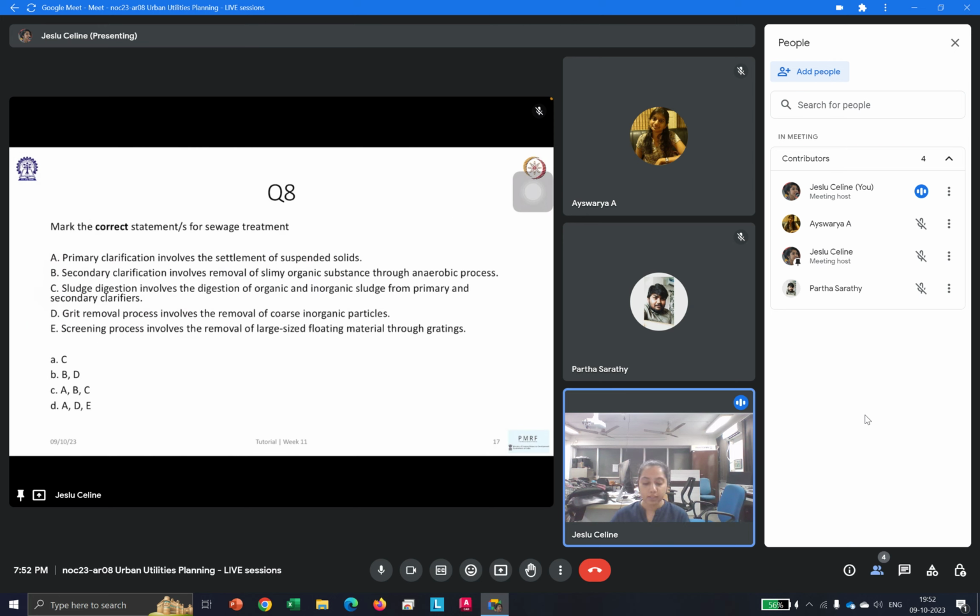Question 8. Mark the correct statement for sewage treatment. A. Primary clarification involves a settlement of suspended solids. B. Secondary clarification involves removal of slimy organic substance through anaerobic process. C. Sludge digestion involves a digestion of organic and inorganic sludge from primary and secondary clarifiers. D. Grit removal process involves the removal of coarse inorganic particles. E. Screening process involves the removal of large size floating material through gratings. So let's go by the options.